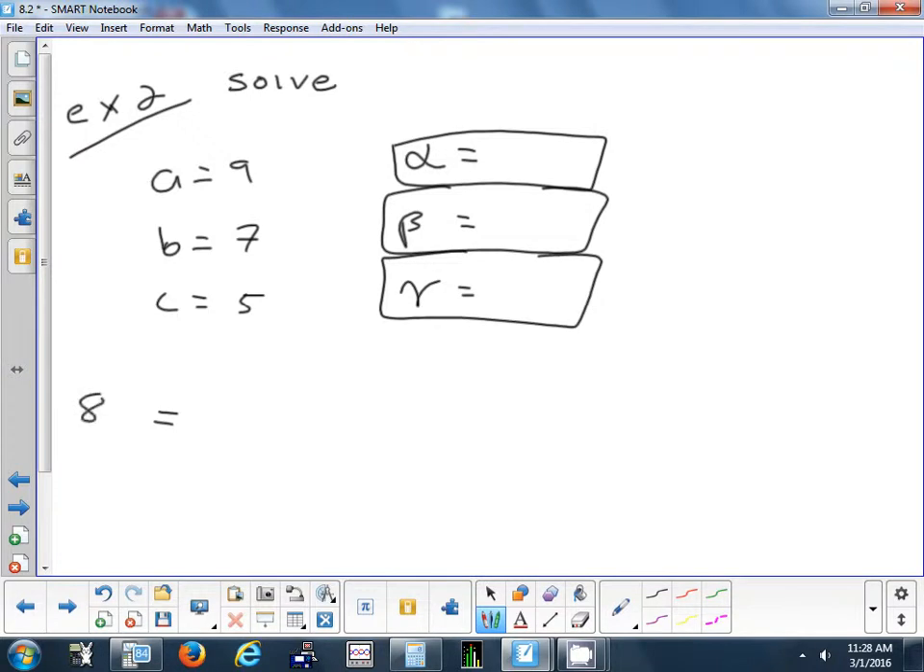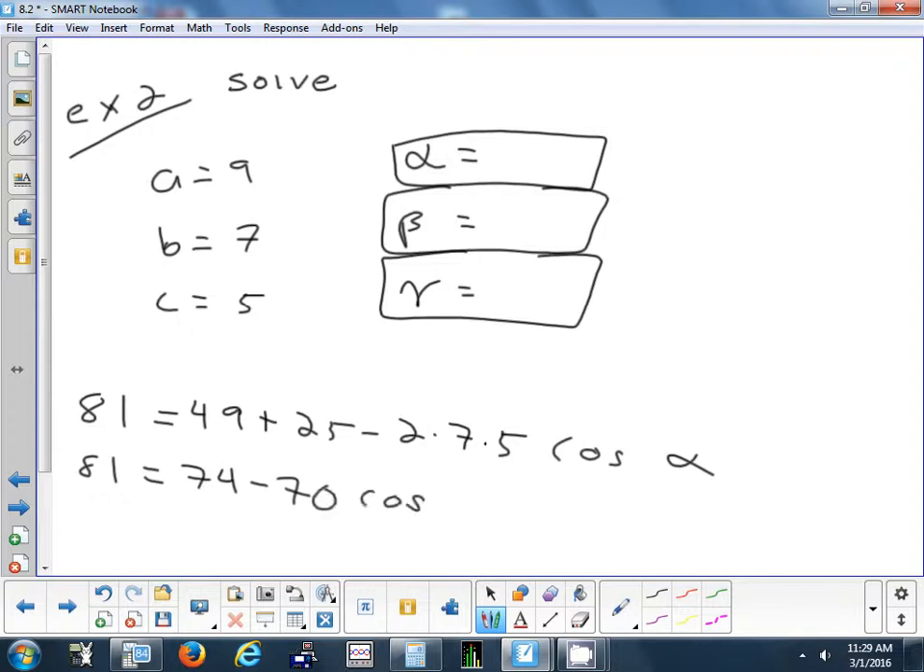A squared equals B squared plus C squared, so 49 plus 25, minus 2 times B times C, 2 times 35, which is 70, times cosine alpha. Let's write this out and we'll calculate it after. What's 2 times 7 times 5? 70. And if we add 49 and 25, we get 74.